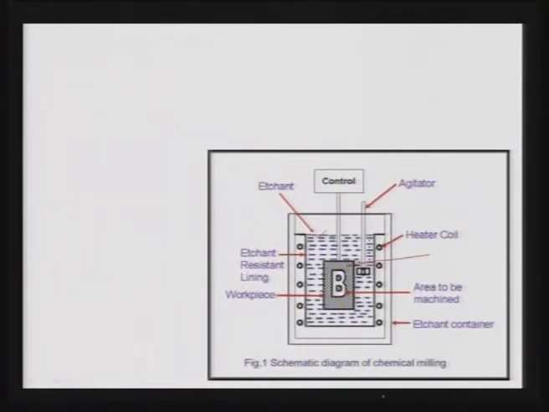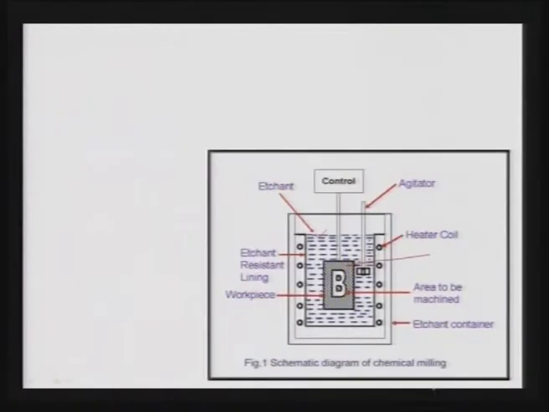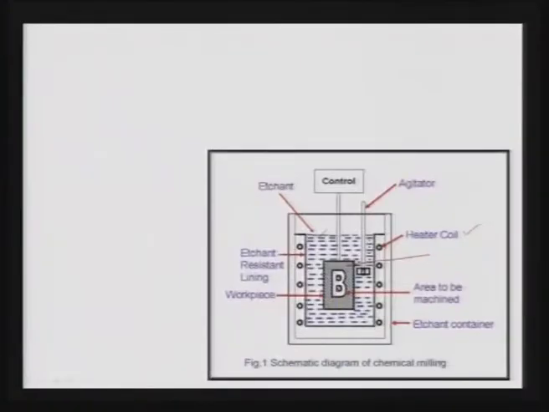Now, the container has an etchant resistant lining, otherwise this etchant may react with the container and dissolve the container itself. So, you have the etchant resistant lining. The etchant container also has, as mentioned here, heater coils or heating coils. By increasing the temperature of the etchant, you can increase the dissolution rate or machining rate. That is why you can control the temperature of the bath in which the etchant is there, and that is what the heating coils are used for.